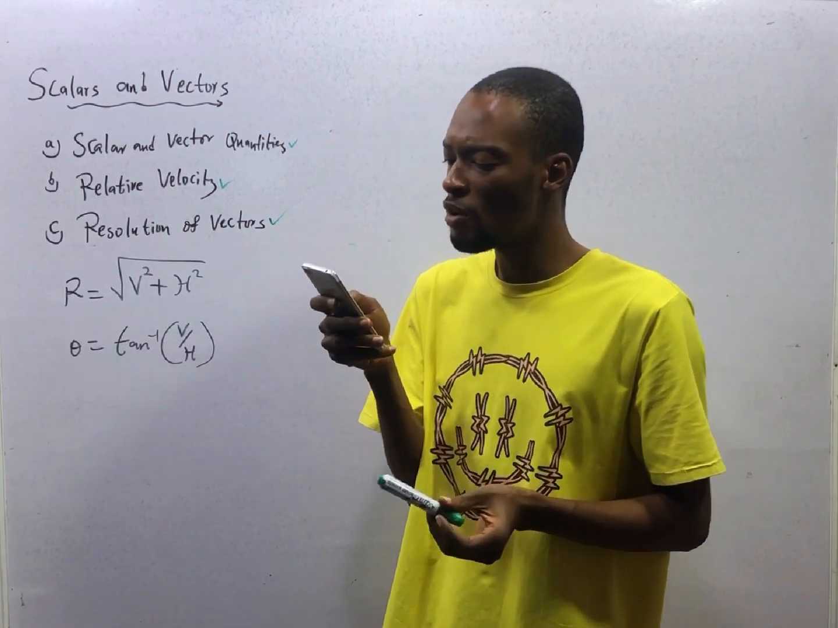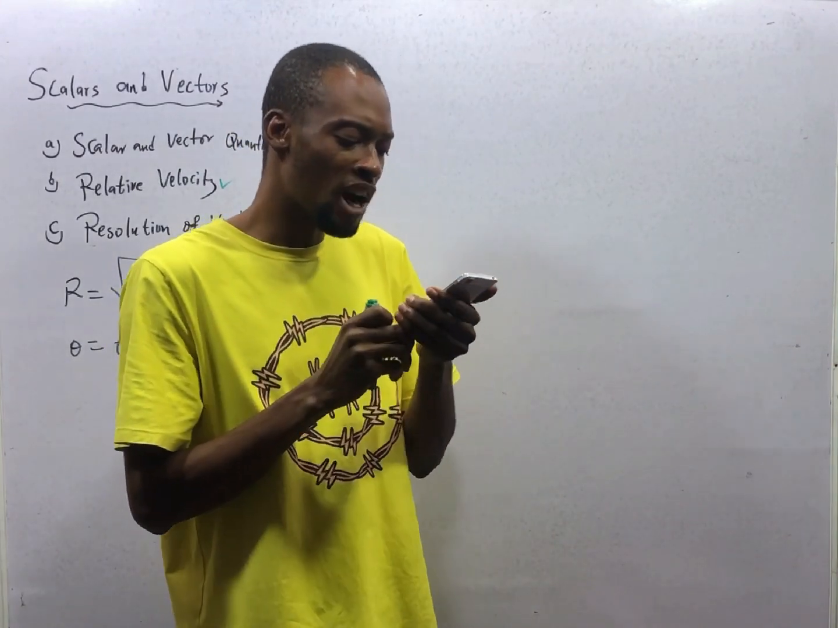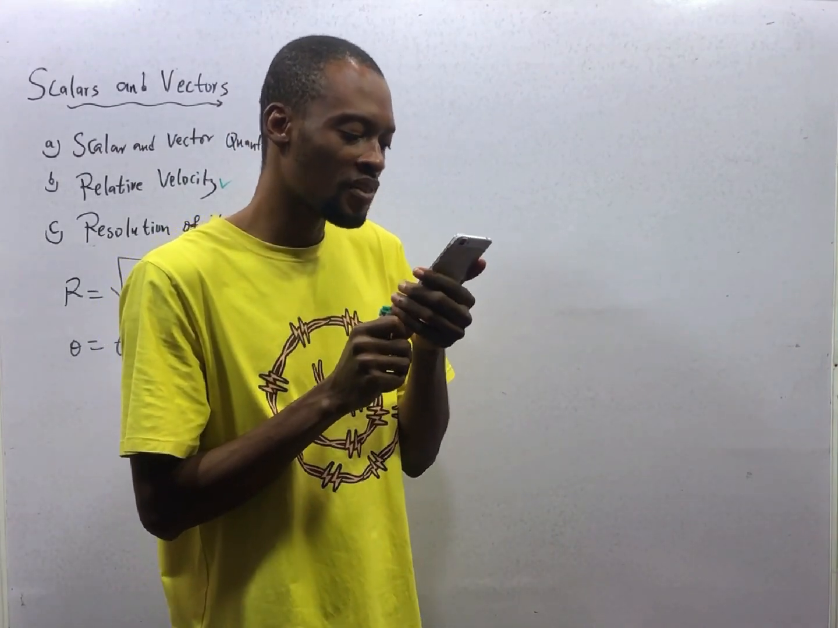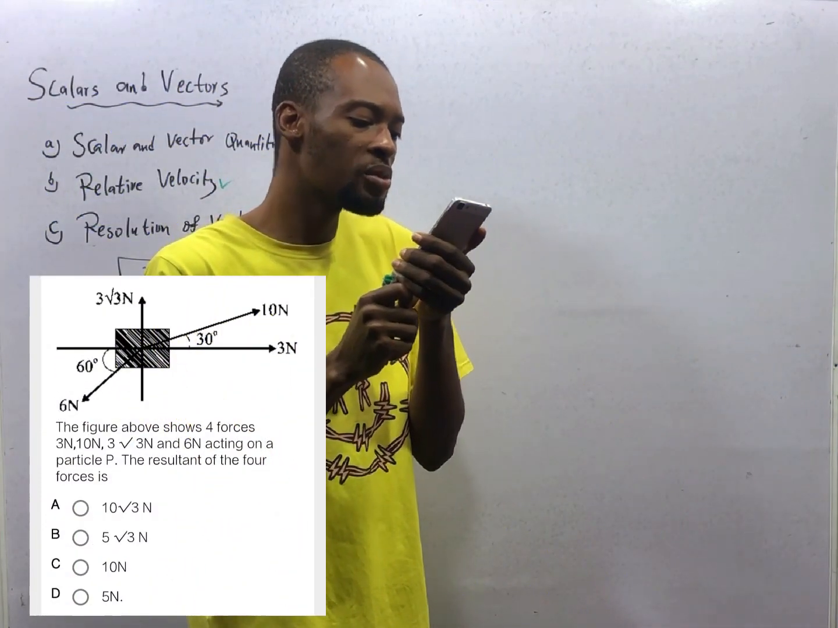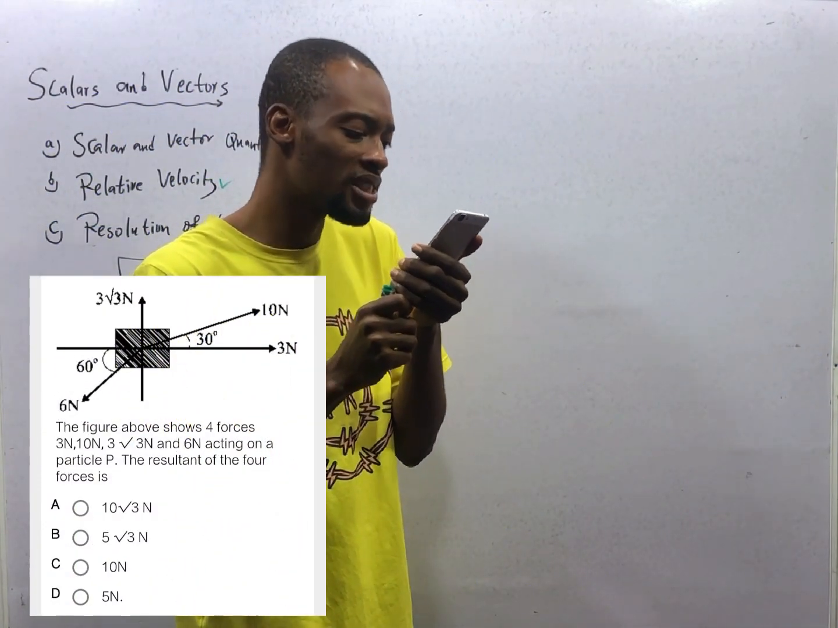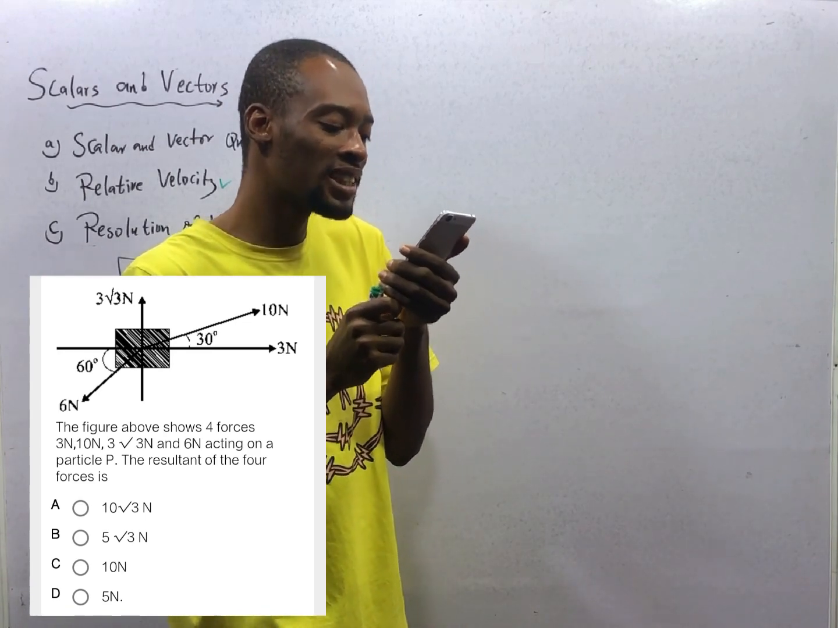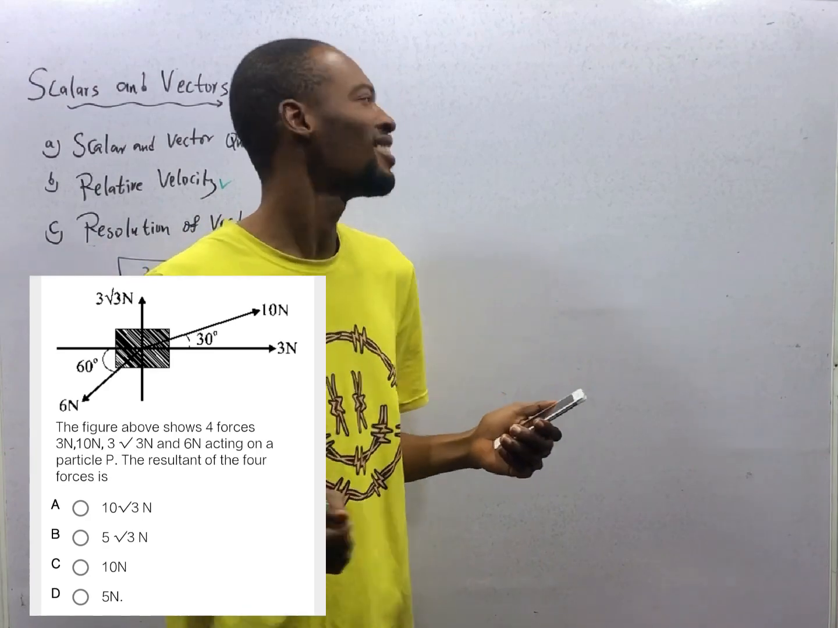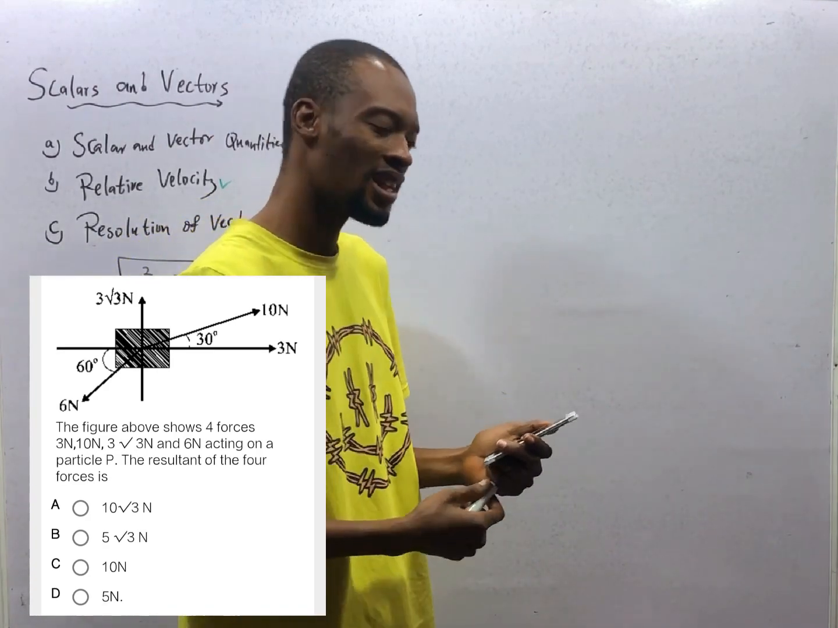Look at this typical question. This is what I've been waiting for. The figure above shows 4 forces: 3 newtons, 10 newtons, 3√3 newtons, and 6 newtons acting on a particle P. The resultant of the 4 forces is dash. I love this question. This is a question after my heart. Let me draw the diagram.